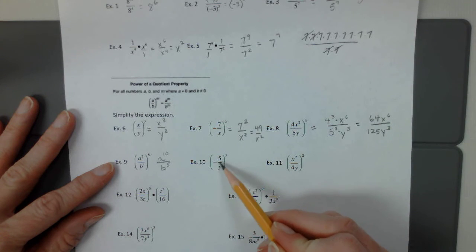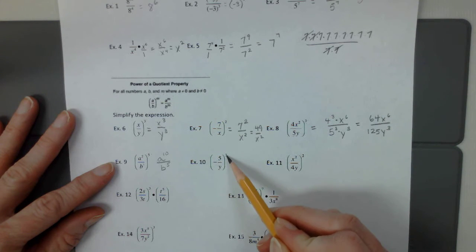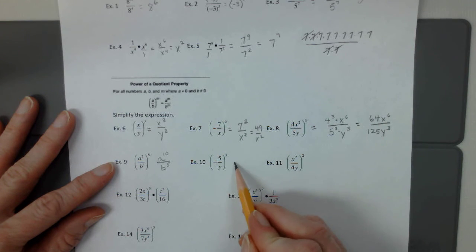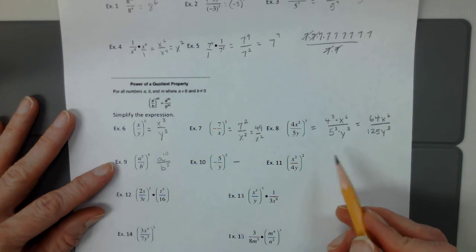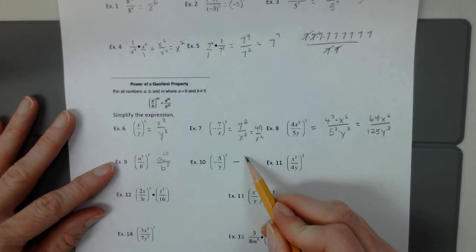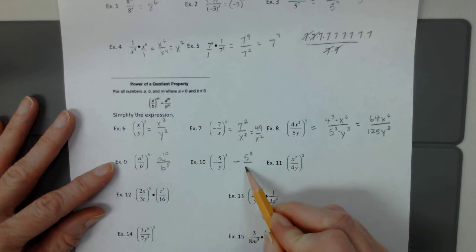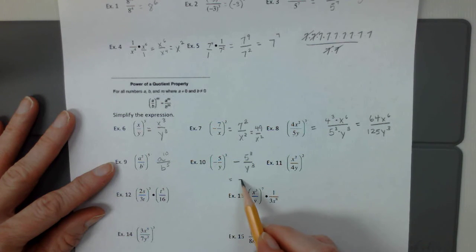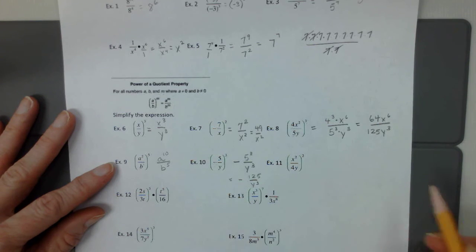Okay, if it's a negative fraction and you cube it, you raise it to an odd exponent. That'd be a negative times a negative times a negative. Well, that fraction is going to stay negative. 5 to the third over y to the third. I would ask you to simplify 5 to the third. This would be a negative 125 over y cubed.